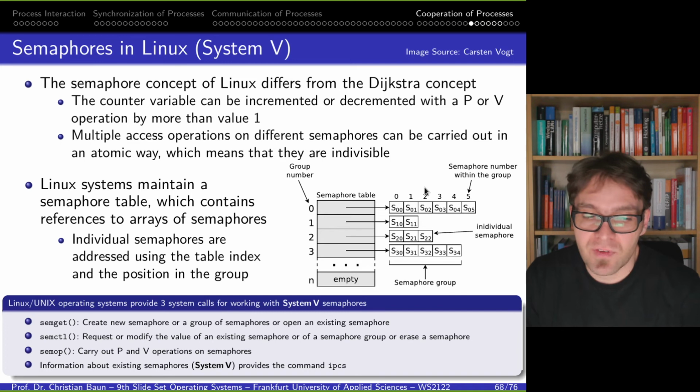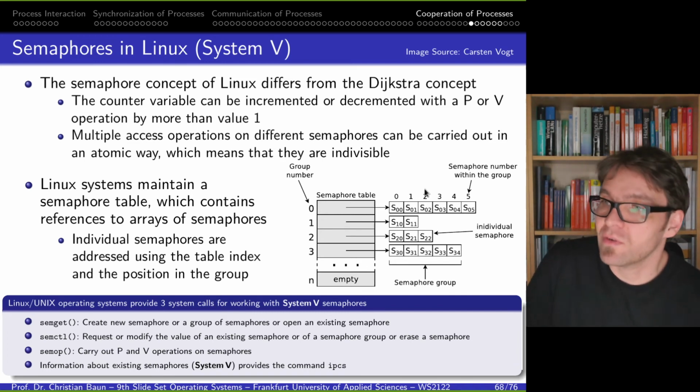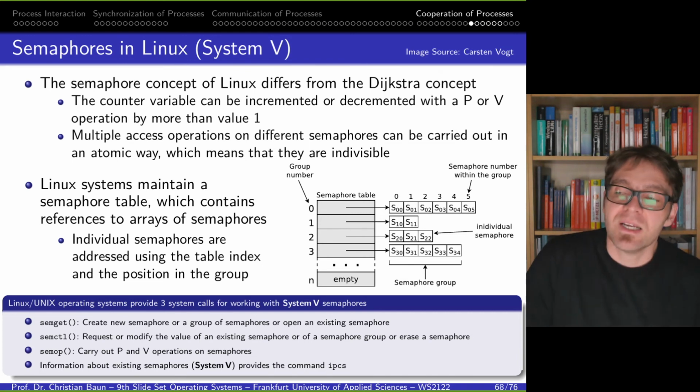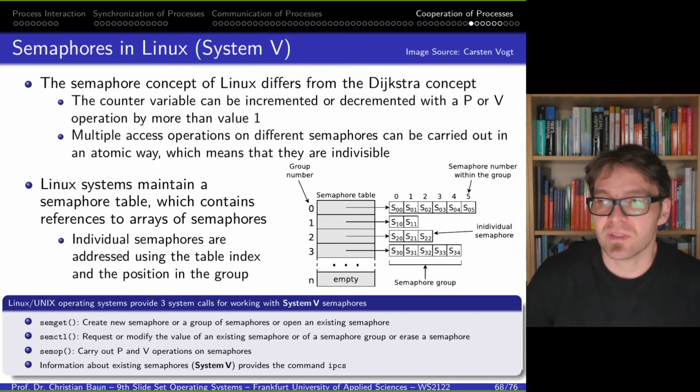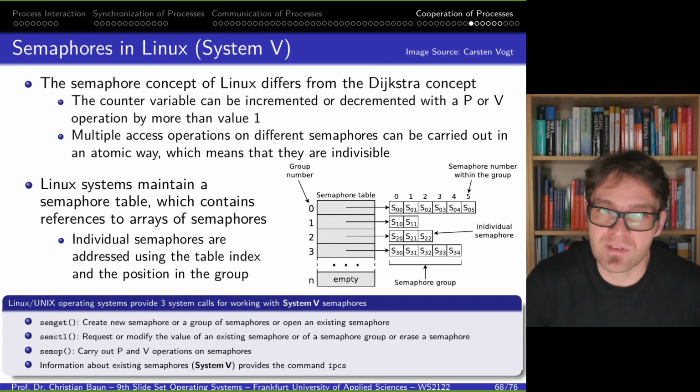What's the state of the art now? What's the situation now in Linux? It's a little bit different compared to the Dijkstra concept, which is more than 5 decades old. But it's not a strong modification, honestly.